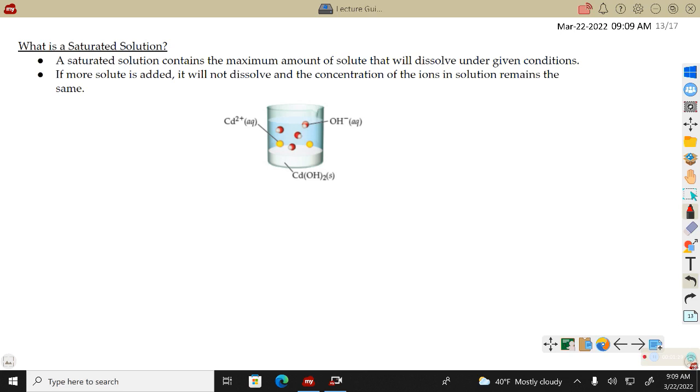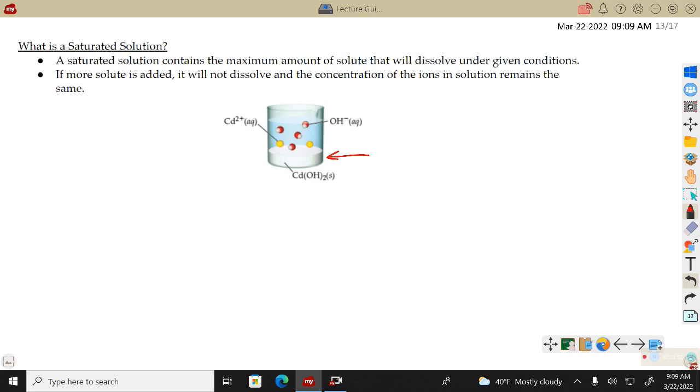at the bottom. So here on the bottom, I've got this layer of solid cadmium hydroxide, and that signifies that the solution has dissolved the maximum amount possible. And if I add any more solid, it will not dissolve, it just settles to the bottom. And then I know I've got the maximum concentration of ions in that solution. So if I add more solid, it'll just sink to the bottom, and the ion concentrations will remain the same.